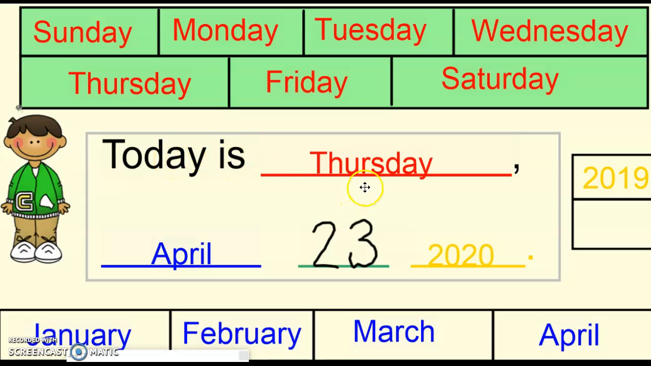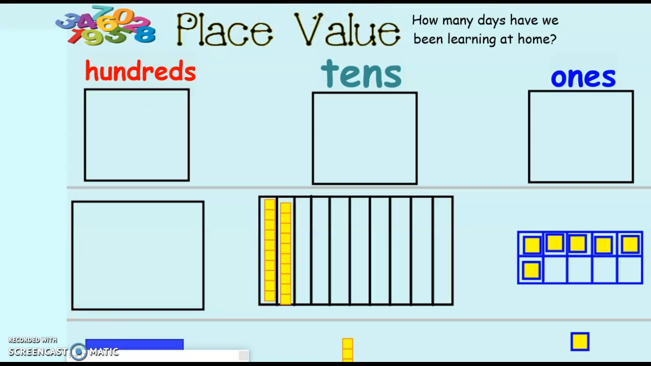All right, repeat after me. Today is Thursday. Today is Thursday, April 23rd, 2020. That's the date. Awesome job.